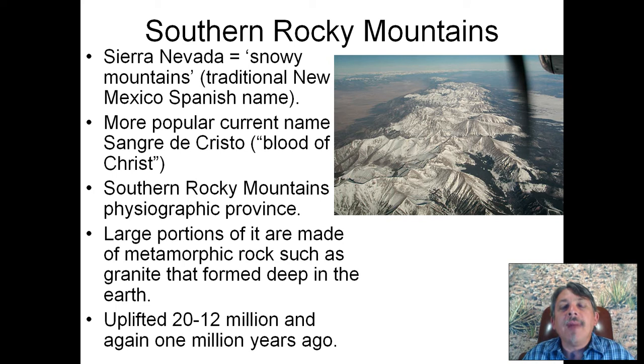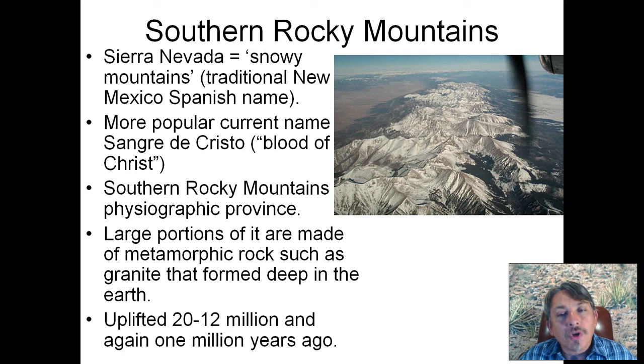The southern Rocky Mountains rose up about 20 to 12 million years ago, and then another thrust occurred about 1 million years ago. And the southern Rocky Mountains have different ranges, but one of the most famous ones is called the Sangre de Cristo. And really, for the longest time, it was actually known as the Sierra Nevada, just like the one in California, although New Mexico had its own Sierra Nevada, or Snowy Mountains. Recently, in the past 100 years, the name Sangre de Cristo was promoted because it sounds more romantic, right?